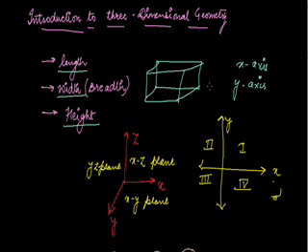Because in a room we have 3 dimensions, that is length, breadth, and height. As we have 3 dimensions, length, breadth, and height, we require 3-dimensional geometry, as in a cube, cuboid, and so on. So over here the plane containing the X-axis and Z-axis is the XZ plane. The plane containing the X-axis and Y-axis is the XY plane. The plane containing the Y-axis and Z-axis is the YZ plane.